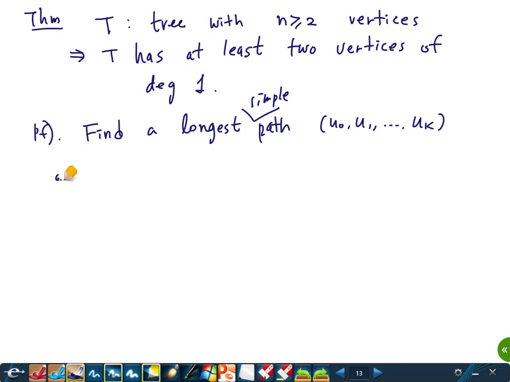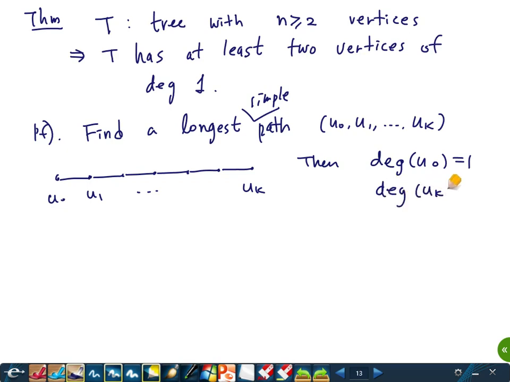So we have this path. The longest means there are many simple paths, and then you can compute the length of each simple path, and then take a simple path that has the maximum length. There could be more than one such path, but just take one such longest path. And the claim is then the degree of u1 and uk must be 1.